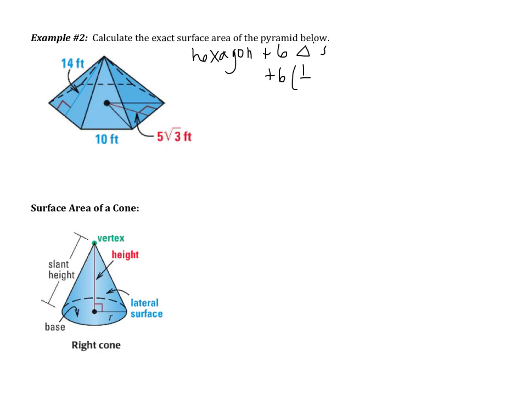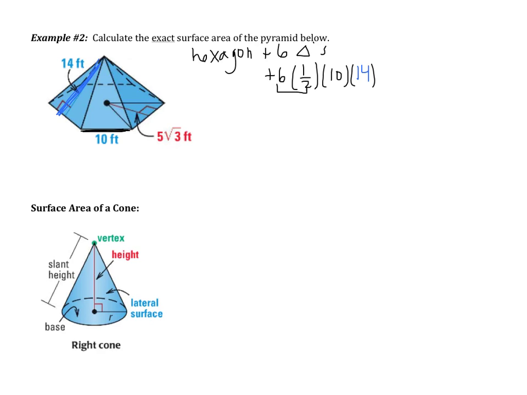So each triangle is going to be 1/2 base times height, and I'm going to multiply by 6 because there's 6 of them and they're all congruent. Now the base of each triangle you're going to notice is 10. The height is the slant height, which conveniently they gave us here to be 14, so we don't have to solve for it this time.